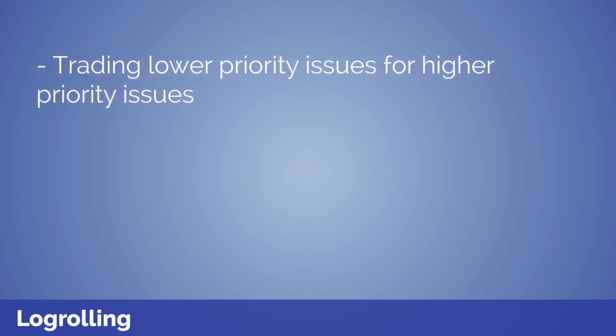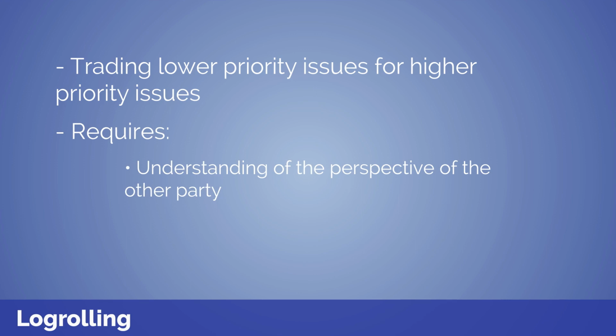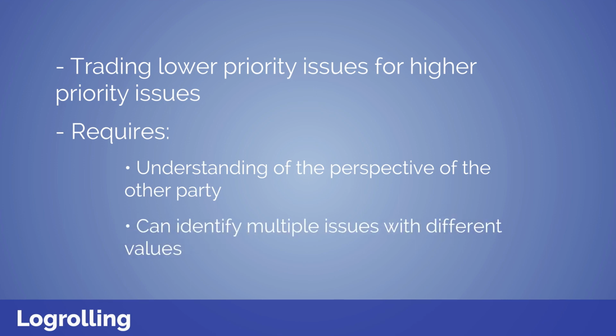Log rolling is the act of trading across issues in a negotiation. It requires that a negotiator knows his or her priorities, but also the priorities of the other side. If one side values something more than the other, they should be given it in exchange for reciprocity on issues that are a higher priority to their opponent. In order to do this, you have to 1. Understand the perspectives of the other party, and 2. Be able to identify multiple issues that you place different values on. Then you can trade off so that you can maximize total value.